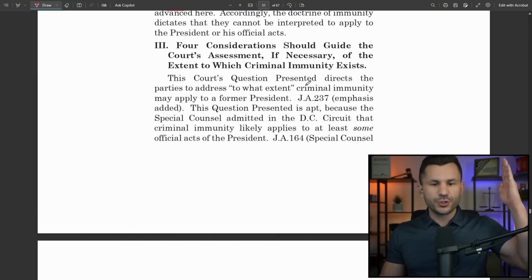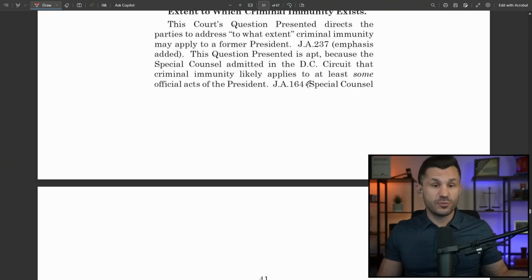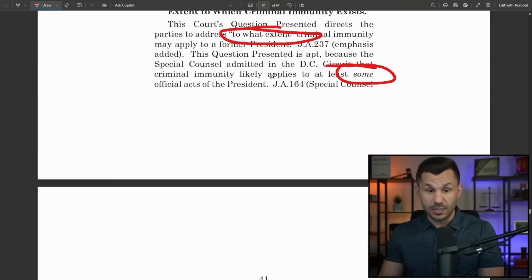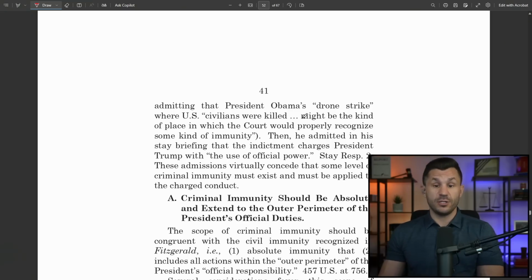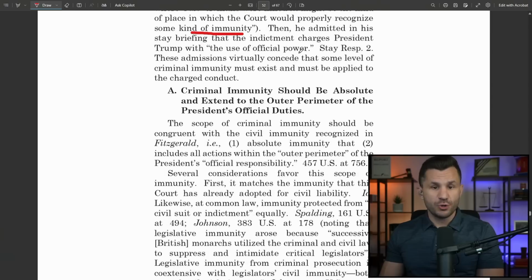Now, they tell us if Trump is not absolutely immune, then we need to talk about what other levels of immunity exist. You asked us, to what extent does this apply? Now, Jack Smith himself admits that criminal immunity likely applies to at least some official acts of the president. For example, Jack Smith even admitted that Obama can drone strike U.S. civilians, and maybe there is some kind of immunity there. Then he admitted in another briefing that the indictment charges Trump with the use of official power. And these admissions concede some level of criminal immunity must exist, so you should apply it here.